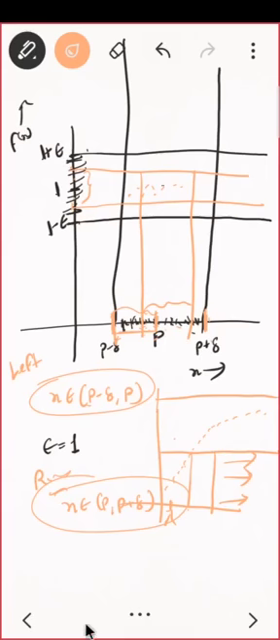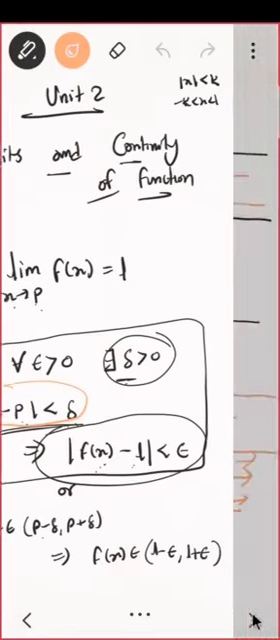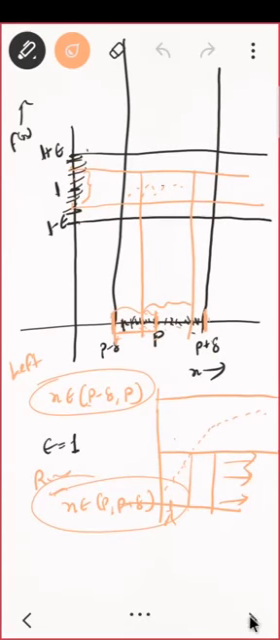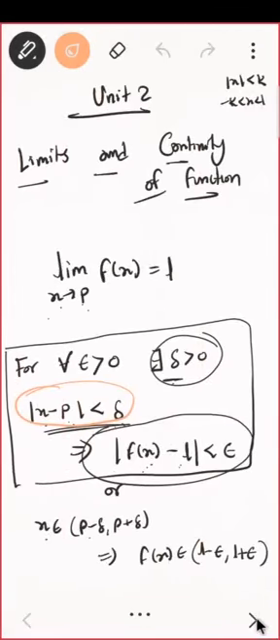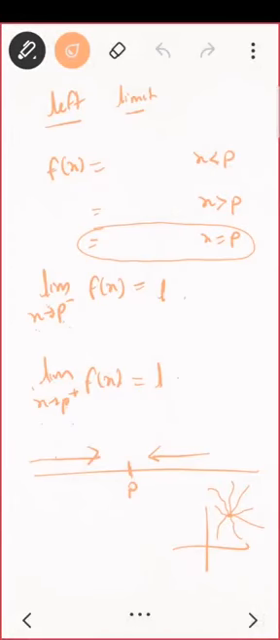Is that clear? This is also already done in your semester 1. Even the lecture recording is there, so you may visit it once again if you feel. Is that clear to you? The definition of left limit and right limit. And when do you say the limit of a function exists? When the left and right limits both exist and they are equal. If they are not equal, then we say that the limit does not exist. Is that okay?